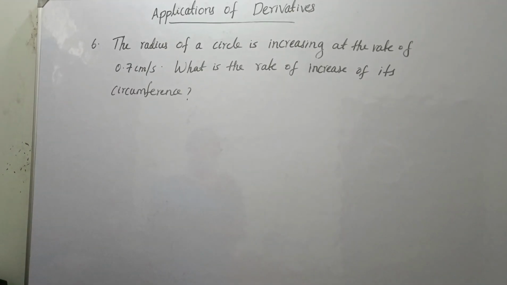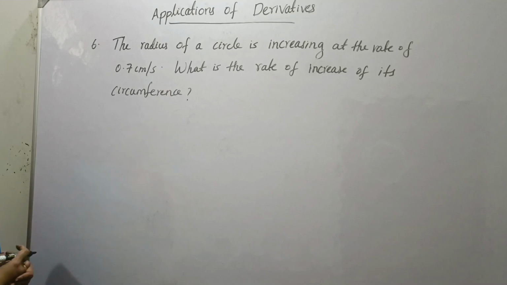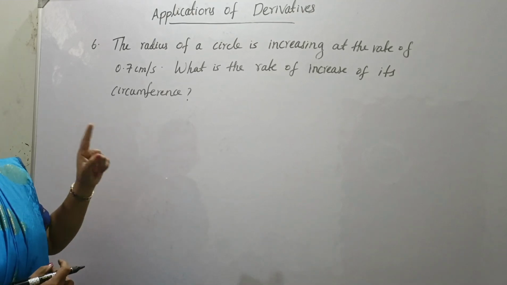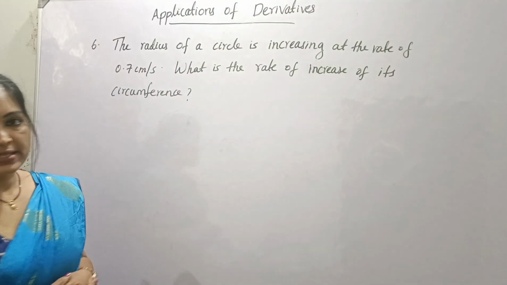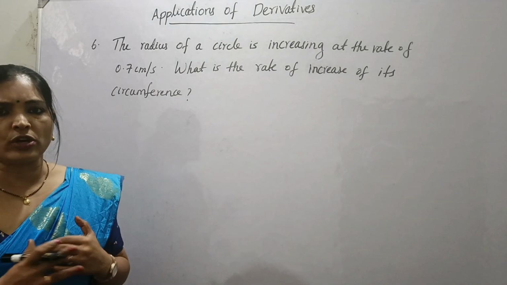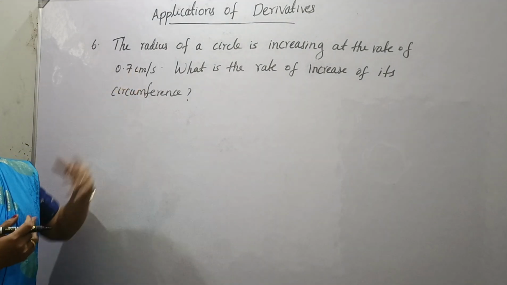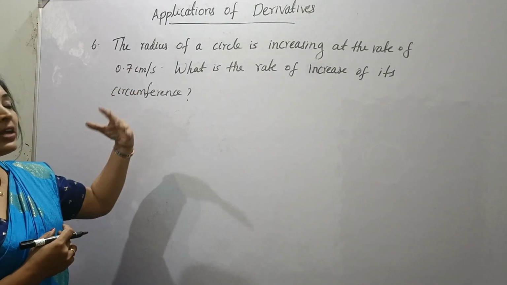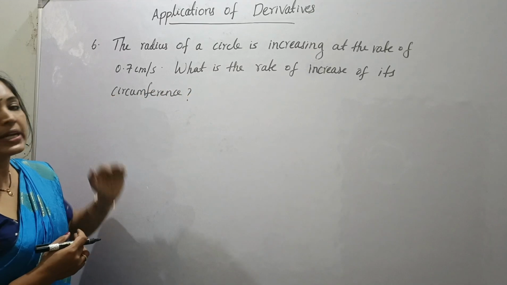The radius of a circle is increasing at the rate of 0.7 centimeter per second. What is the rate of increase of its circumference? Very simple question. It's about the circumference of a circle, right? So what is given? What we have to find? We have to find the rate of increase of its circumference.